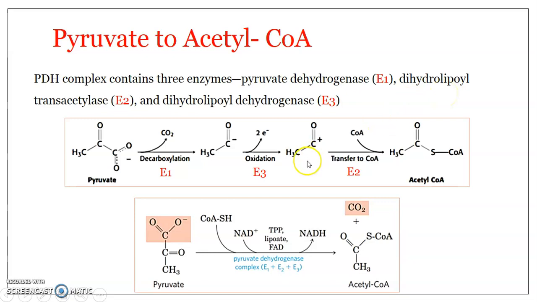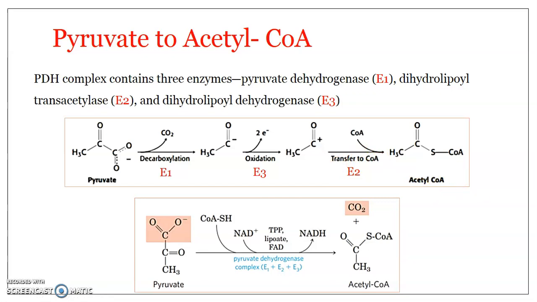So this is what happens during the process. Fine. Now the next one is actually the transfer of the acetyl group onto the coenzyme A. So transfer to coenzyme A, resulting in the formation of acetyl coenzyme A.